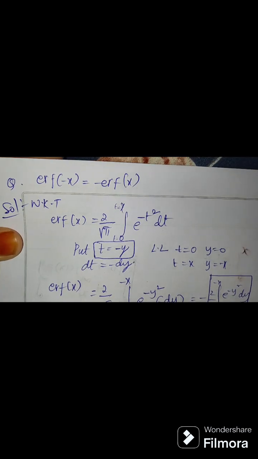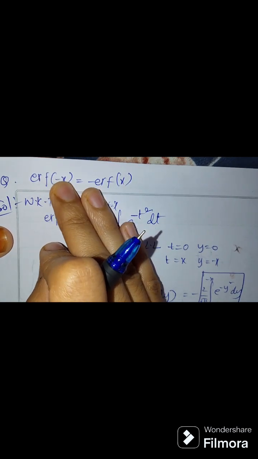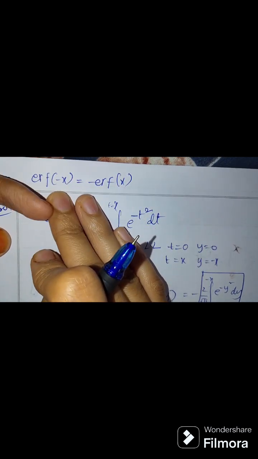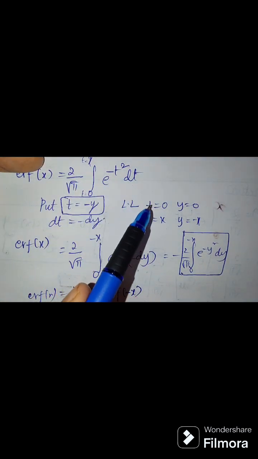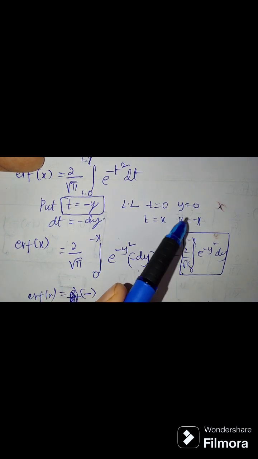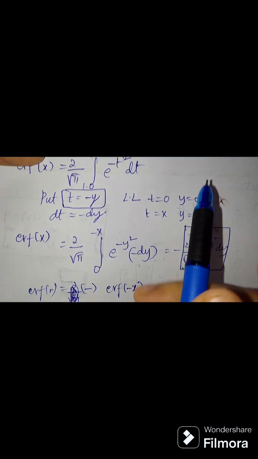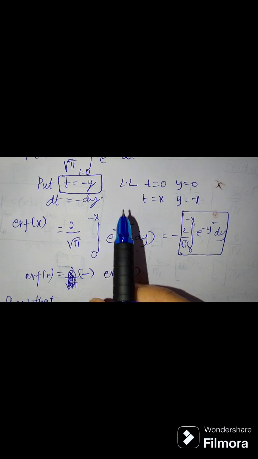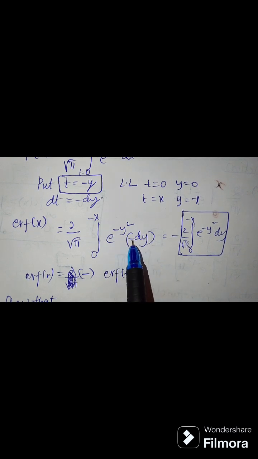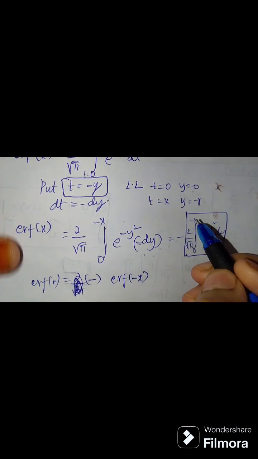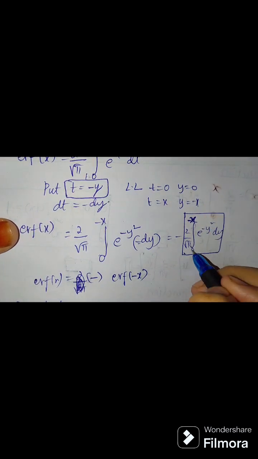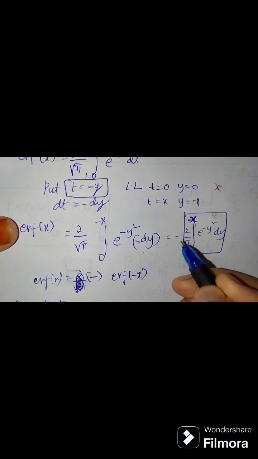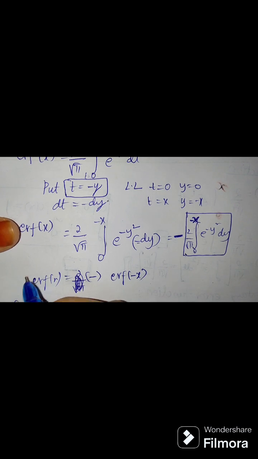Show that error function of minus x is minus error function of x. Simply we'll put in place of t some minus y. Then the limits that were 0 to x will change to 0 to minus x. Then from here the minus comes outside. So the limit is minus x. If the limit is 0 to x, it is error function of x. If the limit is 0 to minus x, it is error function of minus x. And we have a minus here, so we can take it to this side and prove it easily.